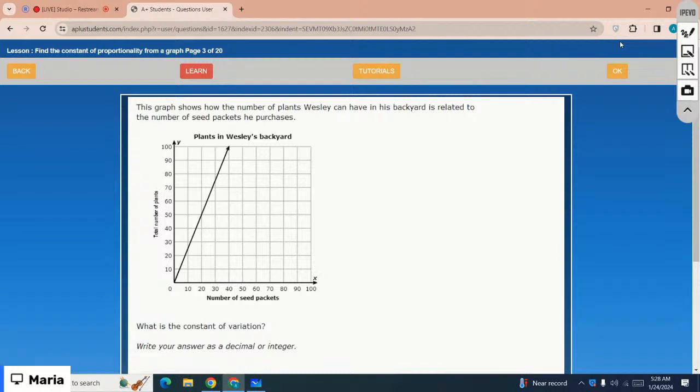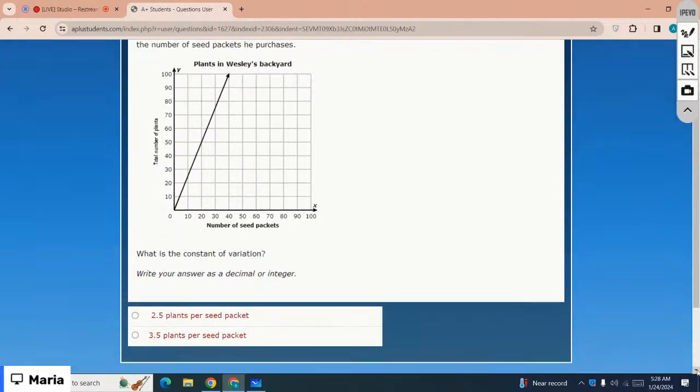The graph shows how the number of plants Wesley can have in his backyard is related to the number of seed packets he purchases. What is the constant of variation? So, which is the correct option?